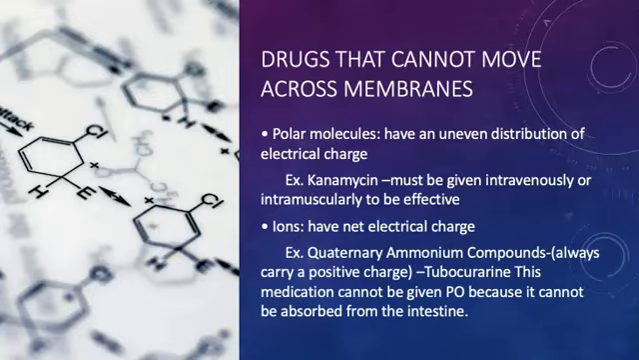Drugs that do not go across the membrane are medications that have an uneven distribution of electrical charges. So these are ionized medications. An example would be kanamycin, an anti-infective medication that is given either IV or IM because it carries an uneven distribution of electrical charges.